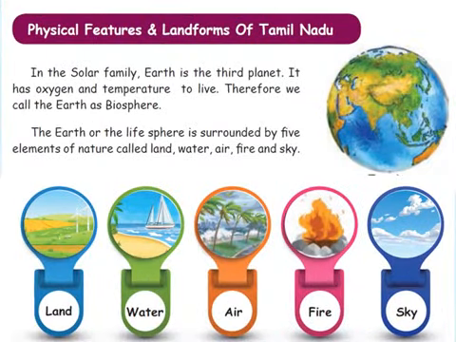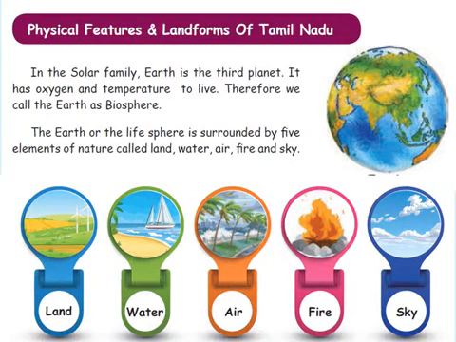Dear children, have you heard of the solar family? Yes, the solar system. What is the center of the solar system? Yes, baby, that is correct. That is the sun. You know how many planets are there in the solar system? Yes, that is absolutely right. There are 8 planets in the solar system. They are Mercury, Venus, Earth, Mars, Jupiter, Saturn, Uranus, and Neptune.